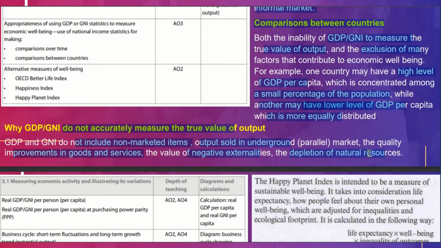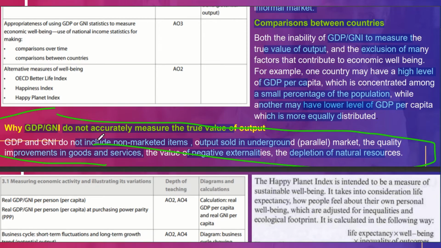So these are the factors which are affecting. That's the reason GDP and GNI do not accurately measure the true value of the output. You can expect a question on this part in either Paper 1 or Paper 3. So what are the reasons behind it? Please be thorough in this. These are the key terms.